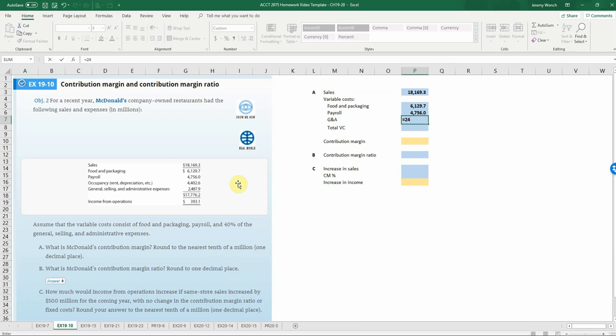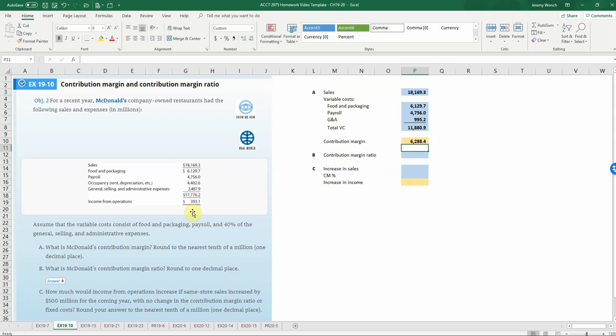So we're going to take our 2,487.9 times 40%. Oops, put the decimal there. There we go. So our total variable costs are 11,880.9. That means our contribution margin is just our sales minus variable cost. So we got 6.2 million, or 6.2 billion, whatever these numbers are set at.